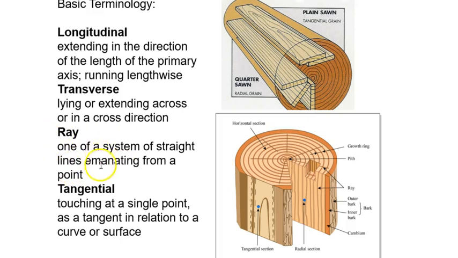Here, ray, you might remember from geometry, one of a system of straight lines emanating from a point. So here's our center point, and the rays are shooting out, and they correspond to the early tree branches, not the tree trunks. And then tangential. This is touching at a single point, has to be tangent. So again, from geometry, we have a circle, and then we have a line just brushing along that circle. That is a tangent cut. And we'll see some more images of that. But these are just basic definitions that we need to be familiar with.